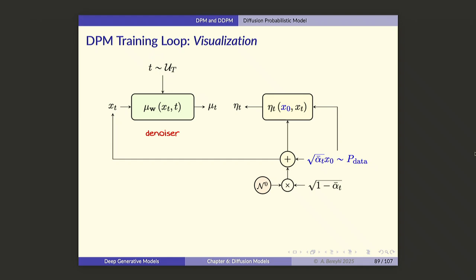You pass this through your neural network with the time, then this output should be the same as eta t. And eta t, you can again compute directly from this noisy sample and your original data sample. So you have your eta t, you have your mu t. You want to make them the same. You're going to compute the mean squared error between them. This is one sample loss calculation in your training loop. And then you just keep doing it for multiple epochs till you converge.